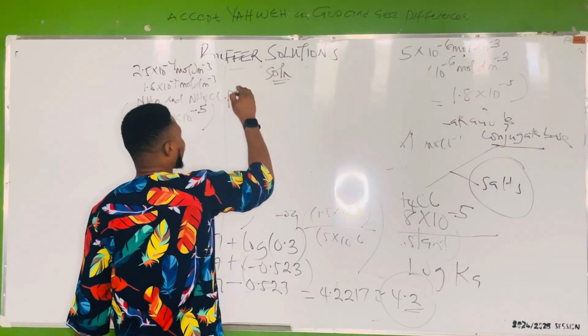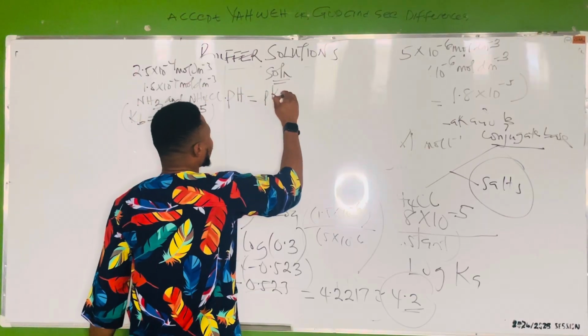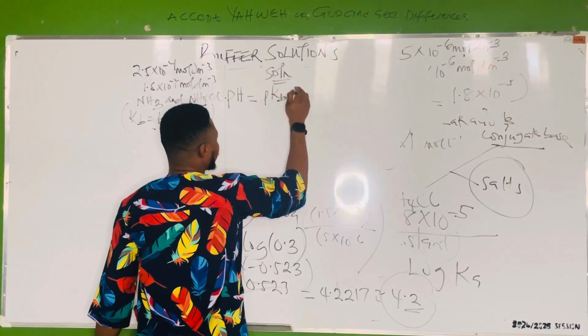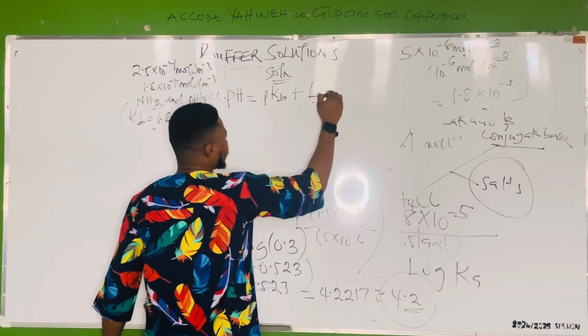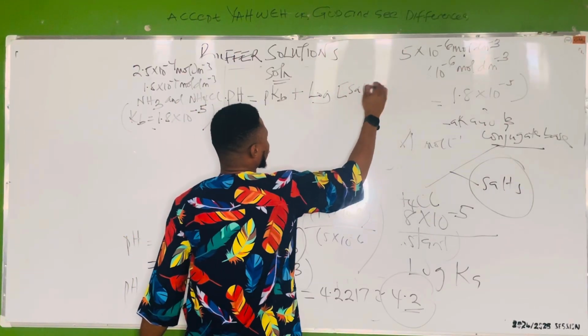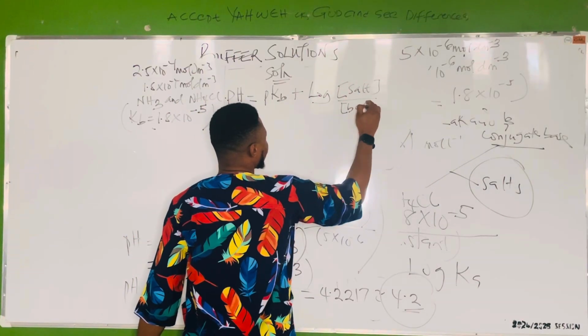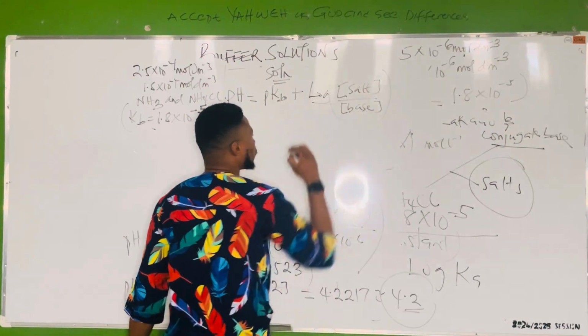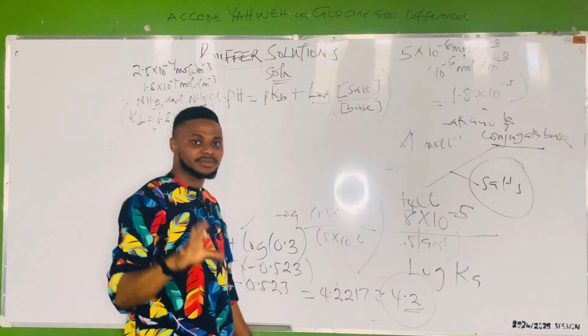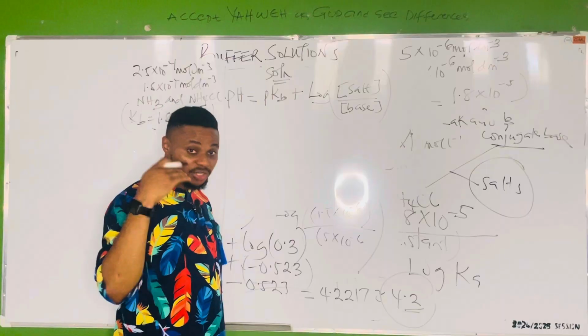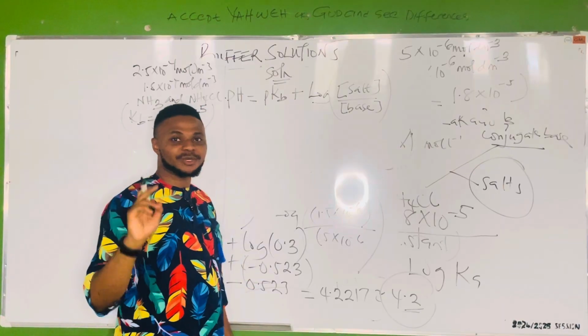So we'll state our formula. pH will be equal to pKb in this case, plus log salt over base. This salt is the conjugate acid. Please don't forget, a weak base has a conjugate acid, while a weak acid has a conjugate base.